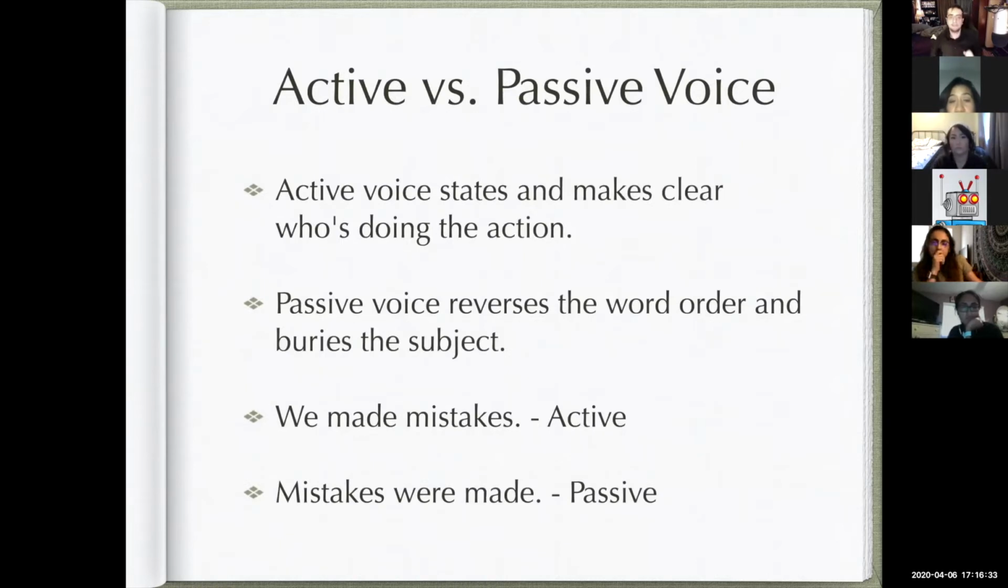Active versus passive voice. Active voice states and makes clear who's doing the action. Passive voice reverses the word order and buries the subject. Passive voice isn't necessarily incorrect, and this is what you'll notice with the book. It's not talking about what's right or what's wrong. It's more about that gray area of the English language where there's some variability and there's not really a major consensus going one way or the other. And that's what makes this grammar book, One Day in the Life of the English Language, so interesting.